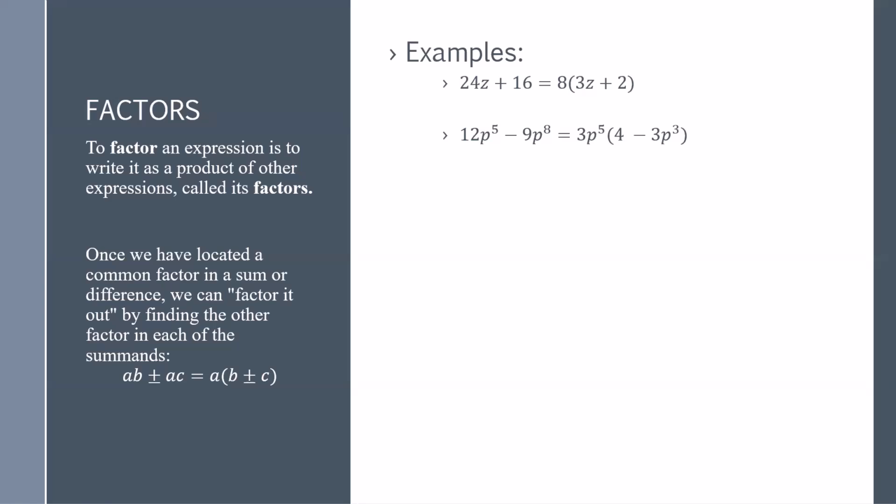In our second example, 12 and 9 both have a factor of 3. p to the 5 and p to the 8 both have a factor of p to the 5. So we'll factor out 3p to the power of 5. What's left in the first term is 4, and in the second, negative 3p cubed.